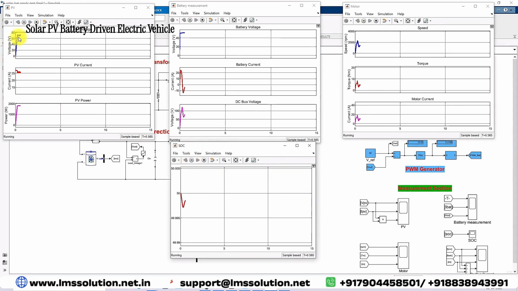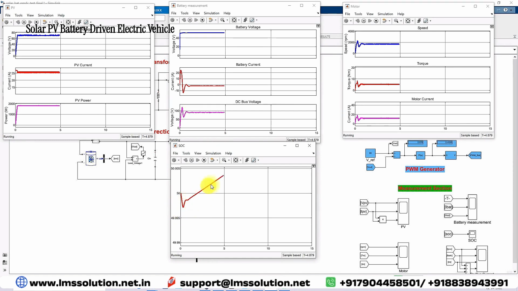Now we can see that the battery voltage is around 70 volt and then PV voltage is around 70 volt and then PV current is around 25 amps and then we are getting around 1816 watts from the PV array. That is nothing but the maximum power from the PV at 1000 watts per meter square and 25 degrees Celsius. And here you can see that this is the battery voltage that is around 50 volt and this battery current is negative. That means the battery is now in charging mode and the DC bus voltage is maintained around 90 volt.